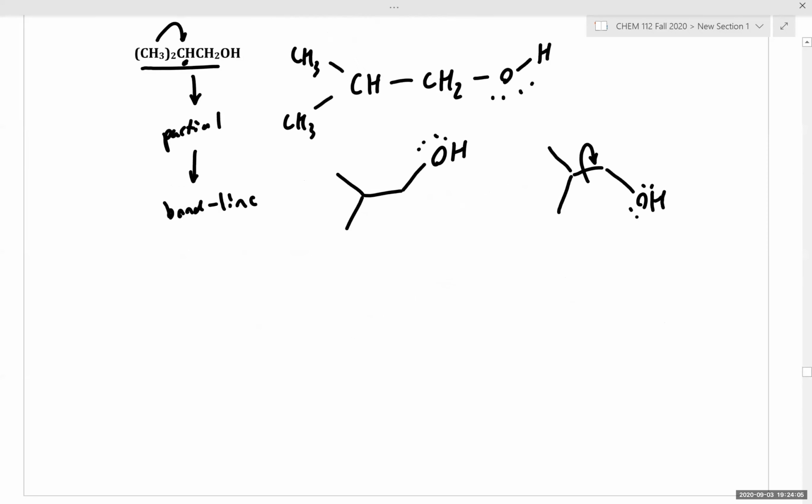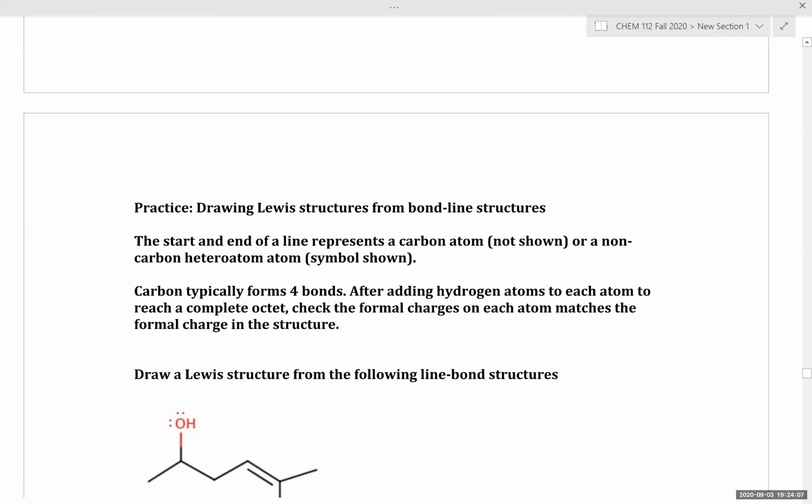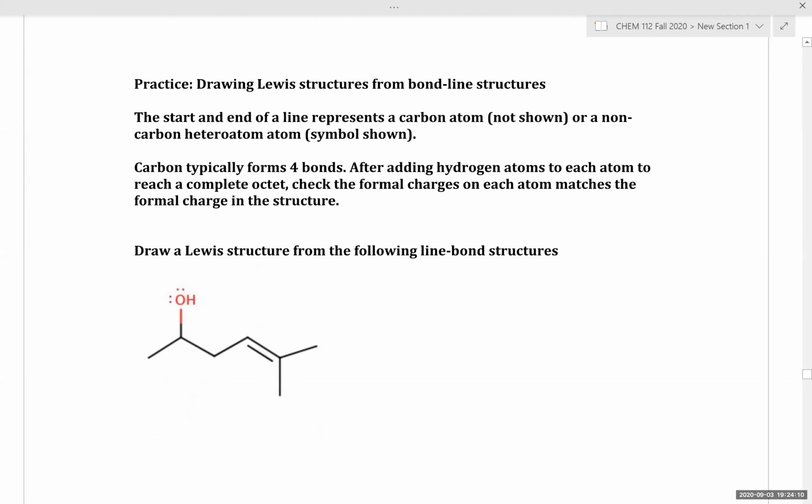Great questions so far. What we're going to do now is practice again drawing some Lewis structures from bond line structures. The reason is that you need to be able to identify the number of hydrogens on each carbon, so you can get a sense not only of structural features such as stereochemistry, but also reactivity. Carbon forms 4 bonds.